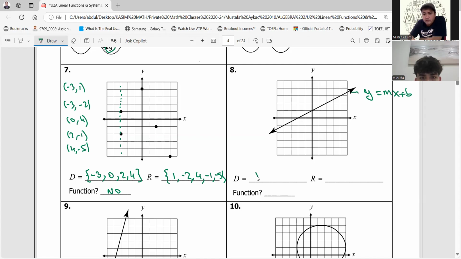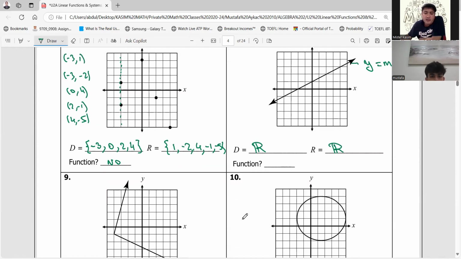All real numbers. Anything can be the domain, right? Because it's a continuous function. You see, we said that we're talking about two different functions. What is it? It is discrete and continuous. This one is a continuous line, right? That's why it's called a continuous function. So the domain or range will be an interval. And how about the range? Range is also all real numbers.